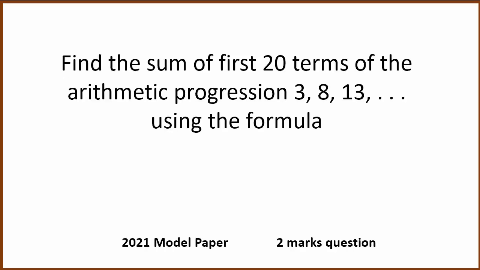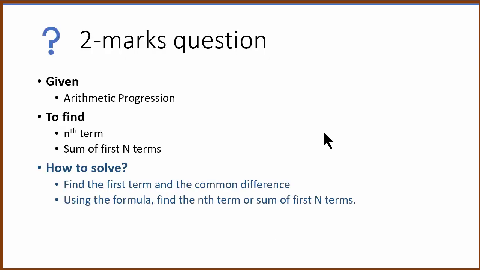So in the 21 model paper, we are told to find the sum of the first 20 terms of the arithmetic progression 3, 8, 13 using the formula. So this is a 2 mark question. How do you solve it? First, we find the first term and the common difference. Once you're given an arithmetic progression, you find the first term and the common difference. First term is the first term. Common difference, you look at the consecutive terms, find the difference, and that'll tell you the d. So you find the value of a and d.